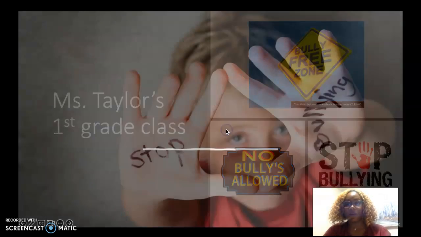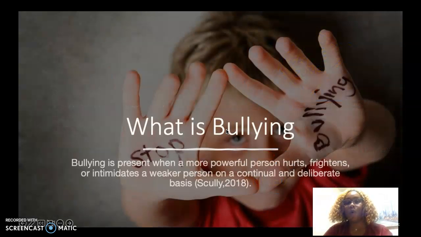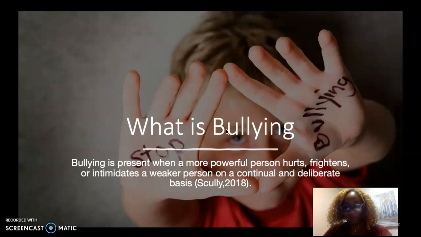First, I'm going to start with talking about what is bullying. Bullying is when a more powerful person hurts or frightens or intimidates a weaker person. And it's a continual, deliberate thing. So when a child is constantly picking on another child, constantly hitting another child, constantly saying mean things, that's bullying. So we're going to do everything that we can to stop bullying from happening in our classroom.